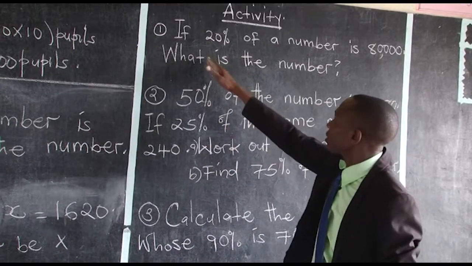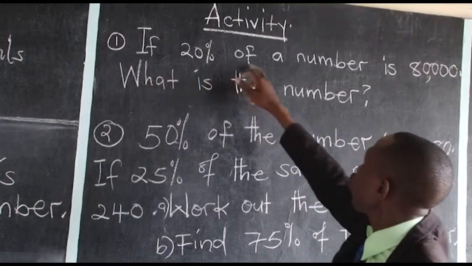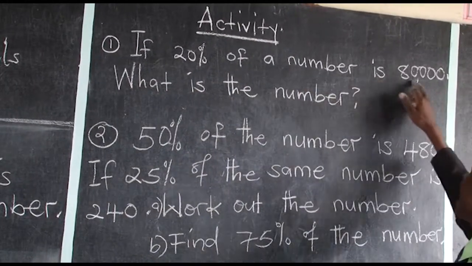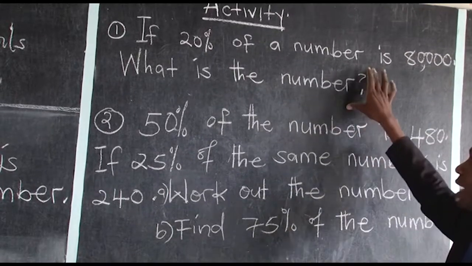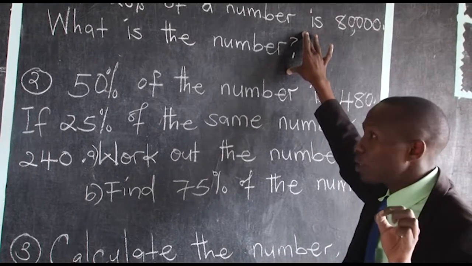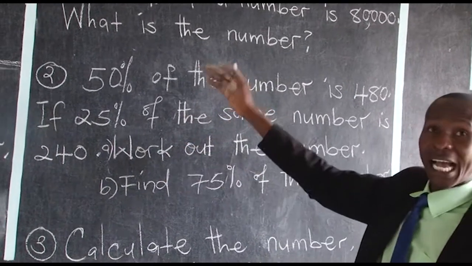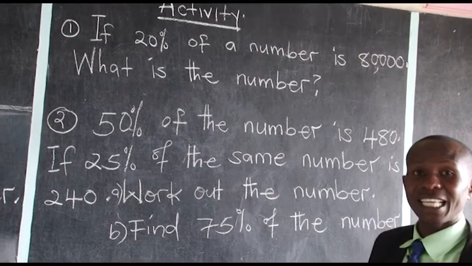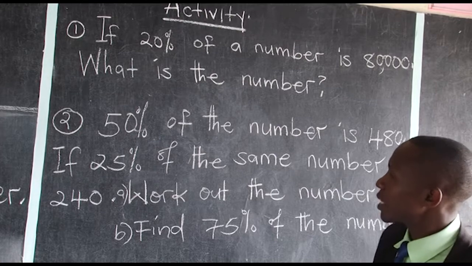What is my activity saying? Activity number one says, if 20% of a number is 8,000, what is the number? So I want you to go and find out that. I hope you are writing very fast because, you know, with the TV, everything is going off very soon. So as I read, be writing very fast, such that you may have all the work, even if the program goes off, still you will access your work.